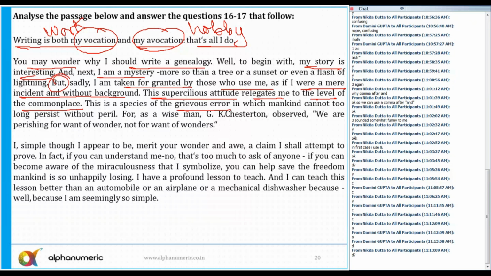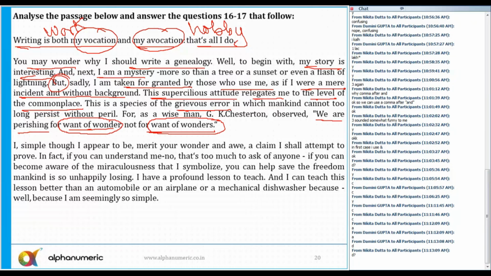What is the error? The error is that we humans don't understand that we are perishing for want of wonder and not for want of wonders. It's not that wonderful things are not present. No, wonderful things are present. But the question is, are you surprised? Do you get excited when you see wonderful things? So there is a want of wonder. Want of wonder means you are lacking enthusiasm. Human beings are lacking the enthusiasm to appreciate wonderful things.